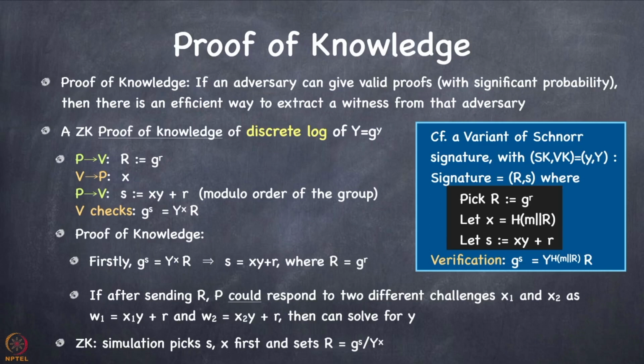You could say the signature sends all of them. One of them can be computed from the other. So let me rewrite the Schnorr signature as follows. You pick an R first as G to the power little r.